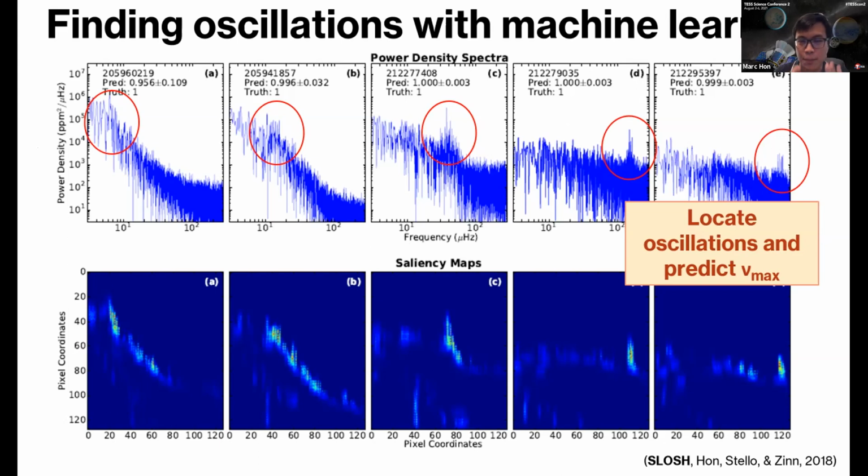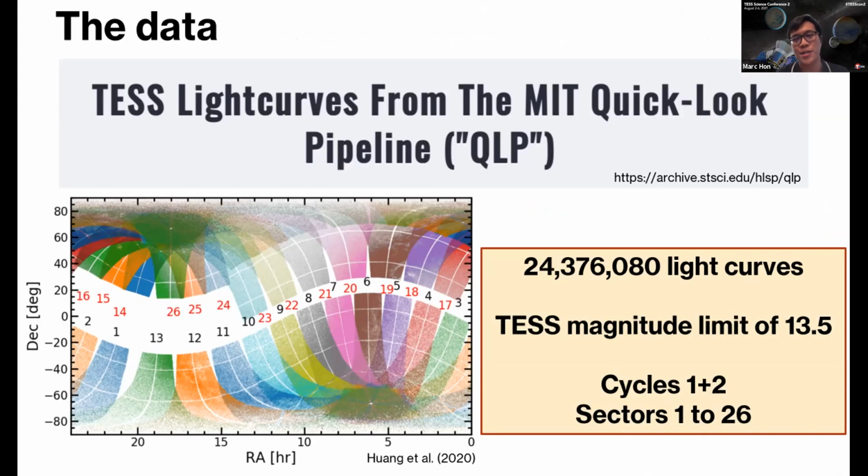So we want to take this tool and apply it to all the light curves that we could find across TESS. Now there's a reason why we call this a quick look analysis. A second reason, rather, is that we use data from MIT's quick look pipeline, which has given us a staggering 24 million light curve data set down to a TESS magnitude of 13.5. It's really not something that you want to go through one by one. But nonetheless, we've applied our algorithm to all the light curves in this data set.